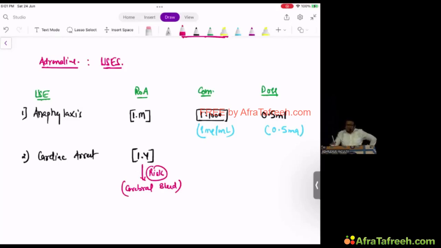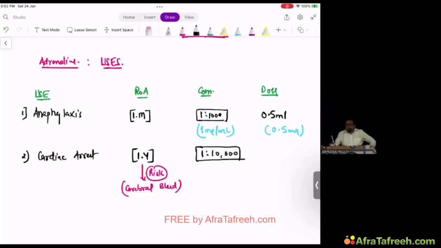So we want to decrease the risk, so we dilute the solution. Whenever we give IV, we make it 1:10,000. 10 times diluted. What does it mean now? 1:10,000. This will be 0.1 milligram per ml.